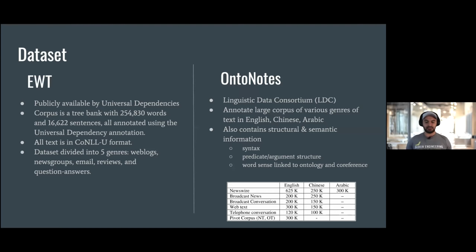But unlike EWT, OntoNotes is not publicly available. It can be obtained from the LDC website with a license. It's relatively larger than EWT, with 2.6 million words. It also extends to more languages such as Arabic and Chinese. There is more metadata on it that represents semantic and structural information such as syntax, predicate arguments, and many others. Next slide, please.